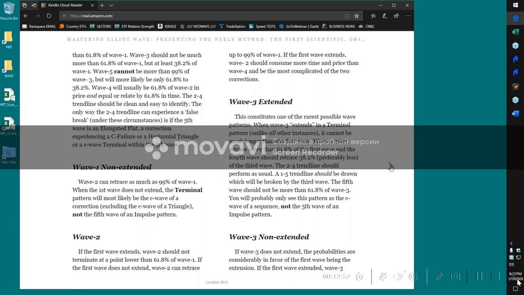What you do have to have is overlap between waves 2 and 4. Some of the same price range of wave 2 has to be shared with wave 4, not all of it, but some of it. And the third wave can never be the shortest. And when that pattern comes to an end, you're going to get hyper violent counter trend market behavior.